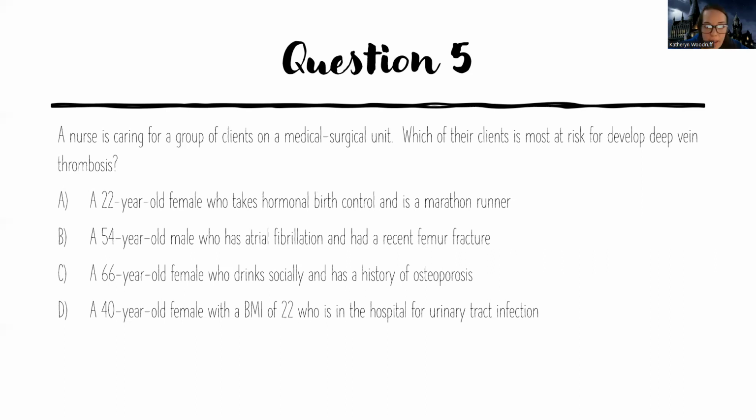40-year-old female. Okay. Her age, she's not that old. BMI of 22. If you don't know, normal BMI is less than 25. So obesity is a risk factor, but she's not obese. In the hospital for UTI. UTI is not a risk factor for DVT. So she has 0 risk factors really, aside from the fact that she's in the hospital.